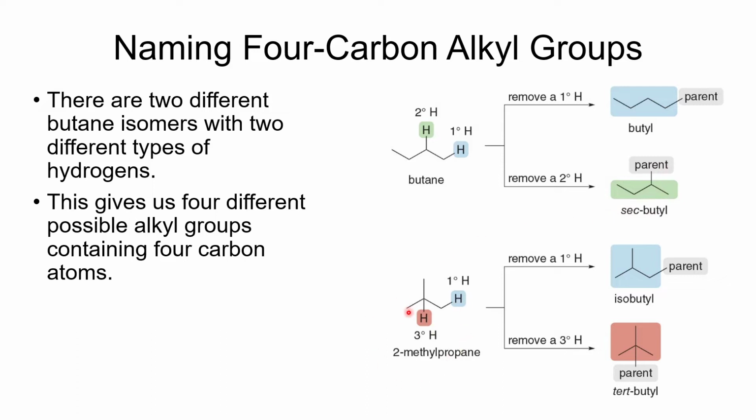If we have 2-methylpropane or isobutane, there are two different types of hydrogens. So there's four carbons, 1, 2, 3, 4 carbons. And then there's a tertiary hydrogen here and a primary hydrogen, and there's actually 9 of those primary hydrogens. We're just removing one of them. So if we remove one of those, we will get an isobutyl substituent. And if we remove the tertiary hydrogen, we will get what's called a tert-butyl substituent. So we'll get a tert-butyl.